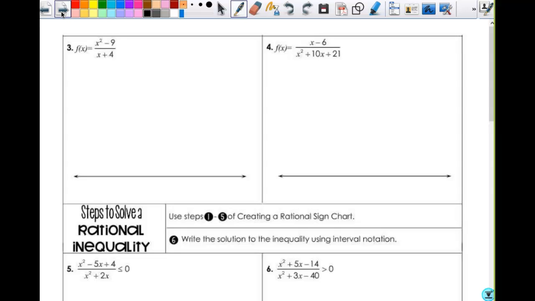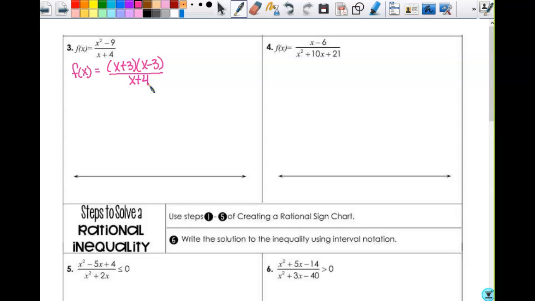All right, number 3. Let's see, wait a minute. I wasn't going to do all of them. We'll do number 3. Okay. So I need to go ahead and factor. So this will give me f of x is equal to, what is this on the top called? What kind of situation do I have? Thank you, difference of squares. Can we all say that? What is this? Difference of squares. Yes. Okay. So x plus 3 times x minus 3 over x plus 4.